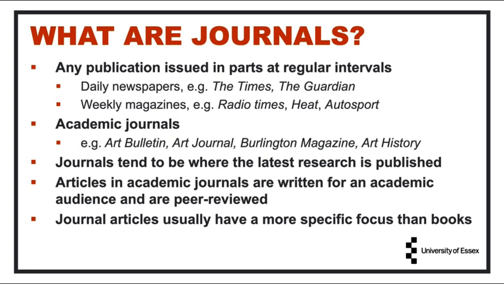There are many different journals in the fields of art and art history, but some of the major ones you'll come across are Art Bulletin, Art Journal, the Burlington Magazine, and Art History. Journals tend to be where the latest research on a topic is published. The articles in them are usually written for an academic audience and they are peer-reviewed, which basically means that they have been checked and certified as suitable for publication by other experts in the subject area, and that would normally be academics. Individual journal articles are generally shorter than books, and they also have a much narrower focus.